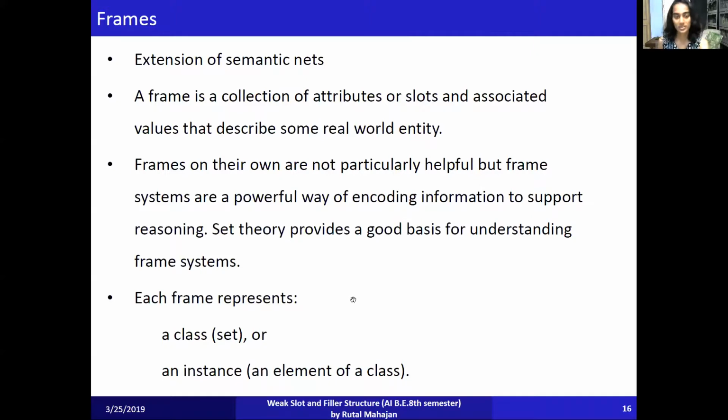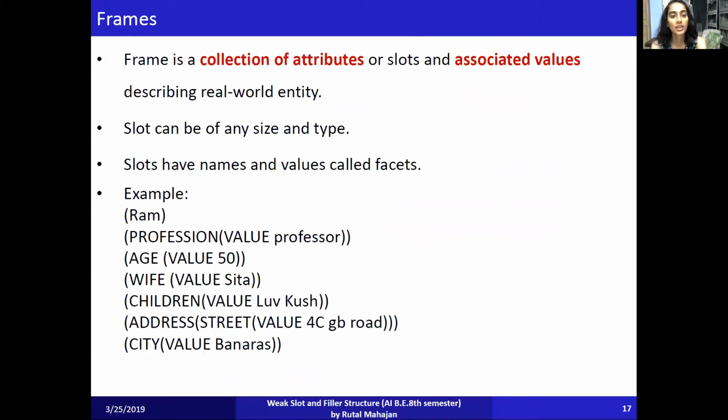Okay, let's understand it by example. A frame is a collection of attributes or slots and associated values. Just understand one thing: wherever slots are there, those slots have associated values from real world entities. Now, a slot can be of any size and type. A slot can have names and values of different types.